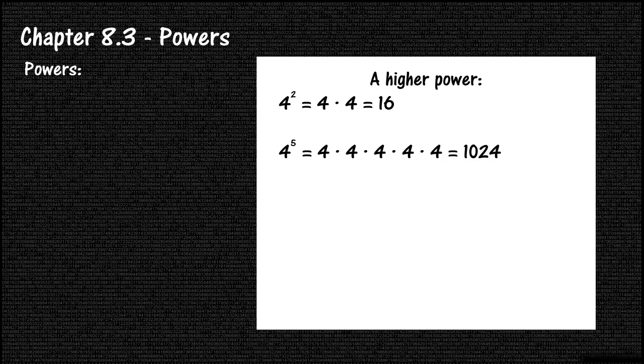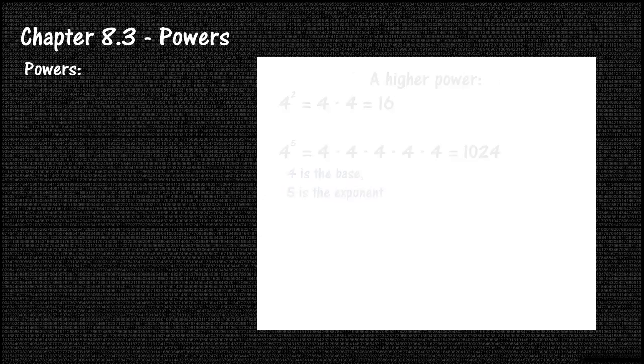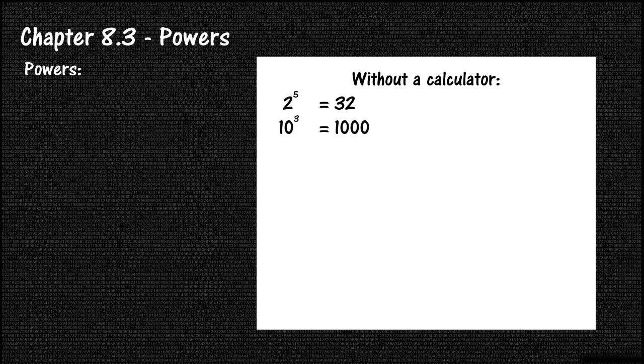The 4 in this power is called the base or base number. The floating little number is called the exponent. Some of the powers are easy. 2 to the 5th is equal to 32, and you can probably do this in your head. 10 to the 3rd is 1000, 10 to the 4th is 10,000, and 10 to the 5th is 100,000.